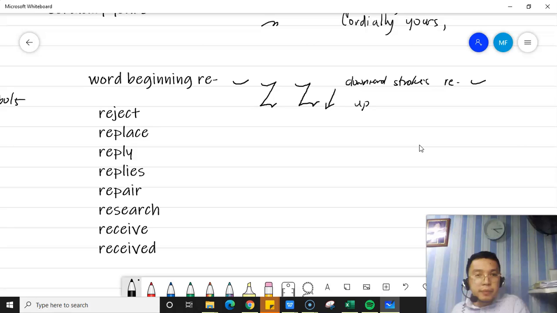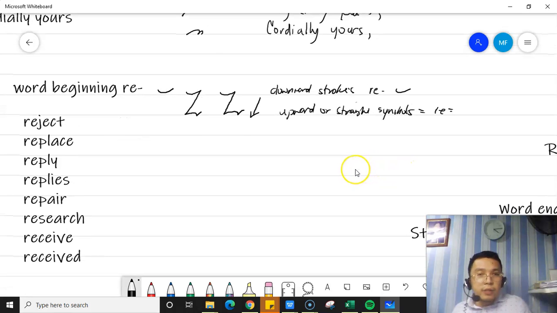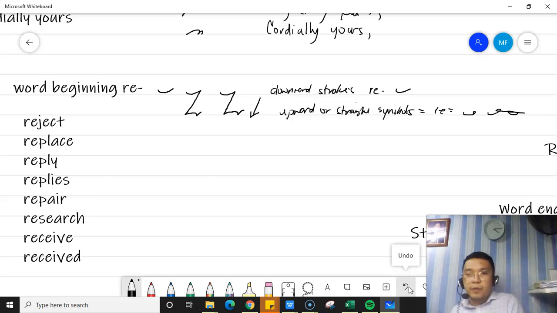However, pag upward or straight line ang kasunod na symbol, ang gagamitin na for our word beginning re is a combination of the RE symbol. Sorry, RE not RA. RE symbol. Okay. Such as remain.